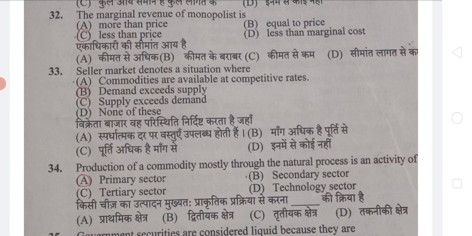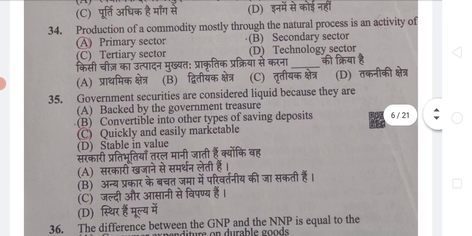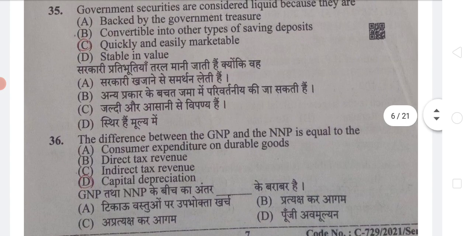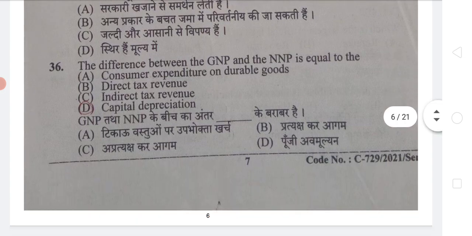Seller market denotes a situation where B. Demand exceeds supply. Production of a commodity, mostly through the natural process, is an activity of A. Primary sector. Government securities are considered liquid because they are C. Quickly and easily marketable. The difference between the GNP and the NNP is equal to D. Capital depreciation.